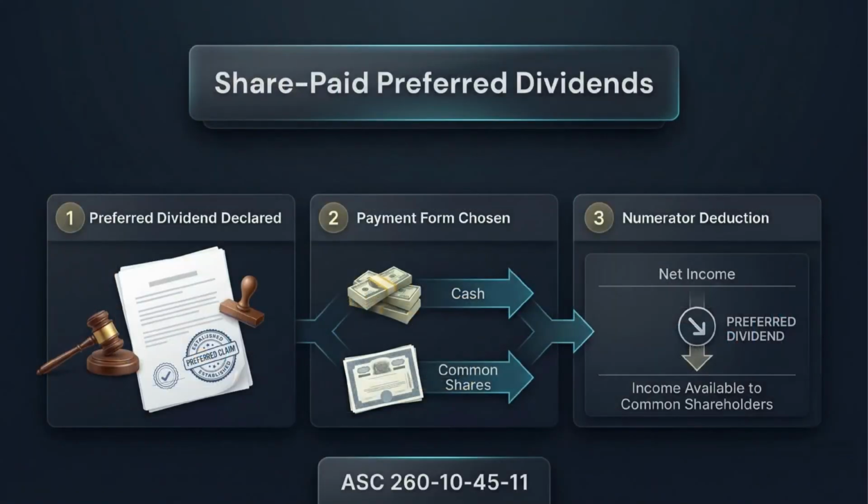Preferred dividends paid in common shares are a classic trap. The rule is simple. A preferred dividend reduces income available to common shareholders even if it is paid or payable in common shares instead of cash. The payment form does not erase the preferred shareholder claim. Preferred shareholders are still receiving value ahead of common shareholders, so the numerator must still be reduced.